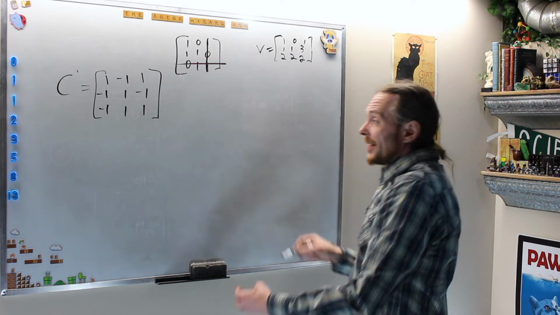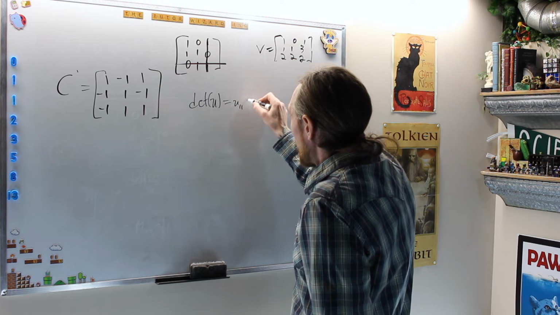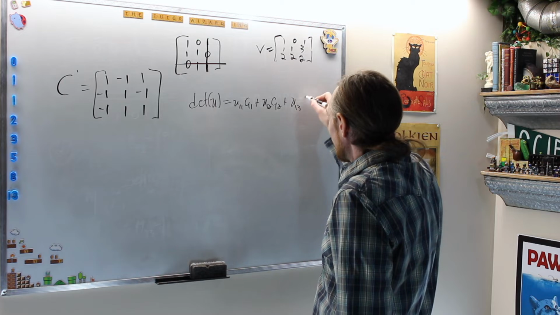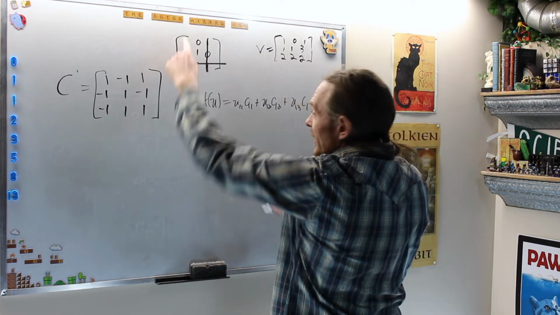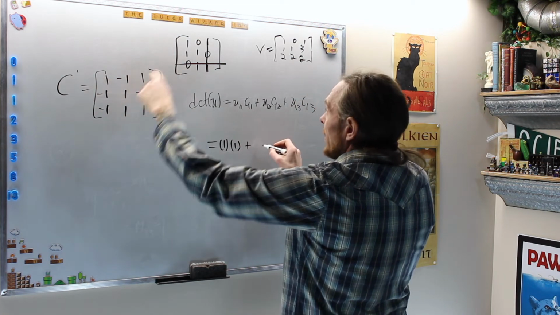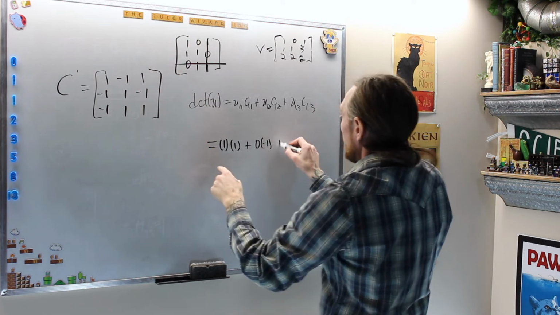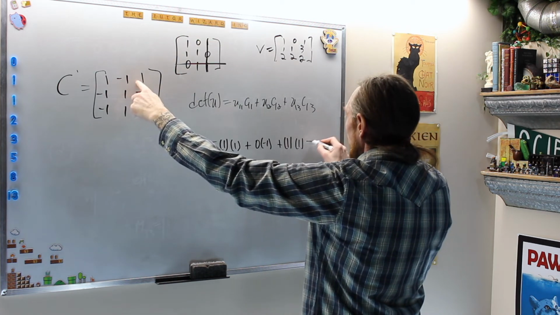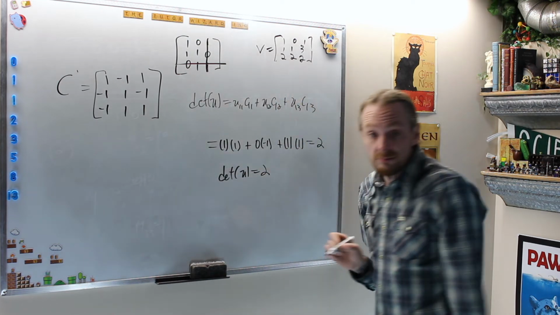Once I have the matrix of cofactors, I also need the determinant of U. The determinant of U is U11 C11 plus U12 C12 plus U13 C13, which is equal to U11 is 1 times C11 is 1 plus 0 times negative 1 plus 1 times 1, which is equal to 2. So the determinant of U is 2.